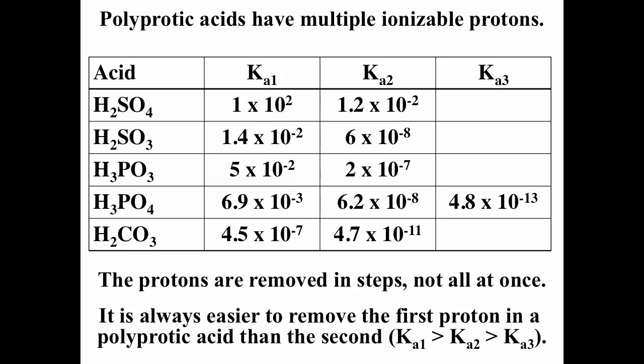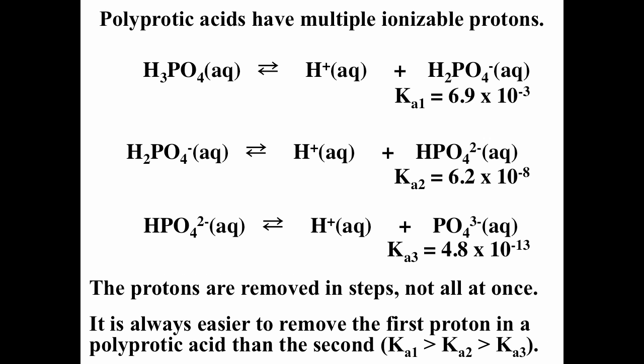Here's a table of some acids. Again, Ka1 is for removing the first proton, Ka2 is for removing the second, Ka3 is for removing the third, and for an acid, Ka1 is always greater than Ka2, which is always greater than Ka3. For phosphoric acid, that first reaction corresponds to Ka1, forming hydrogen ions plus dihydrogen phosphate. If you take the dihydrogen phosphate and remove one of its hydrogen ions, you form hydrogen phosphate, and that's Ka2. In that third reaction, we take the hydrogen phosphate and remove the last hydrogen ion to form phosphate ions, and that's Ka3. Again, typically these protons are not removed all at once, but are removed in steps.